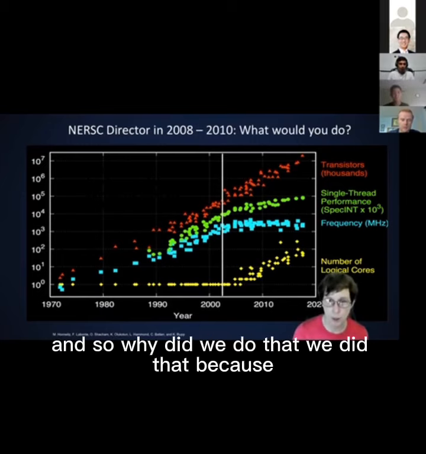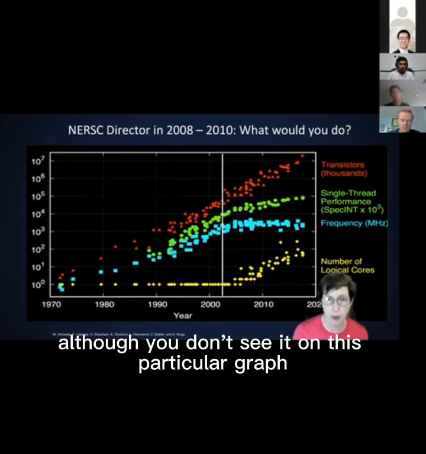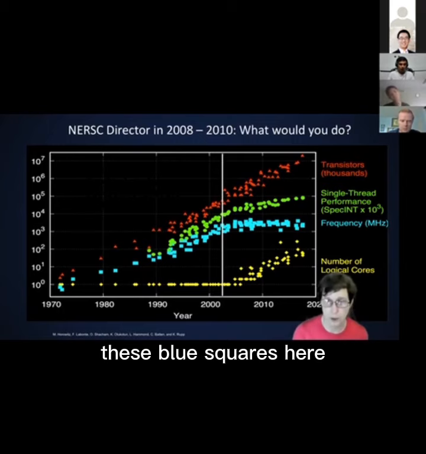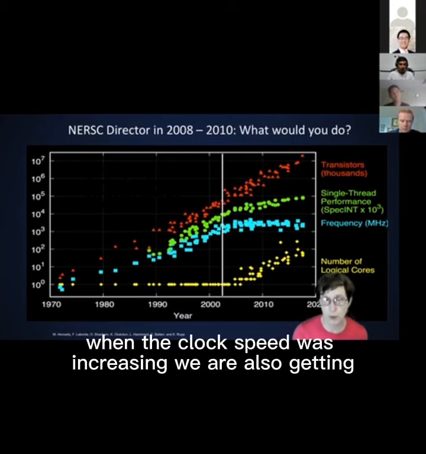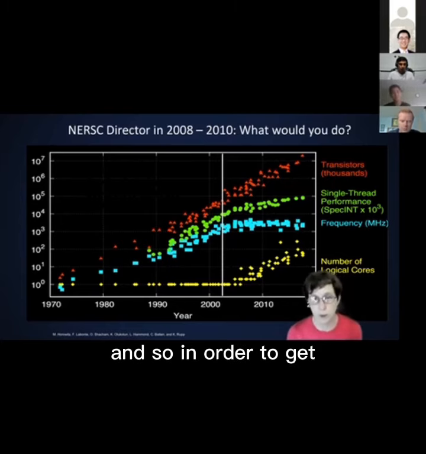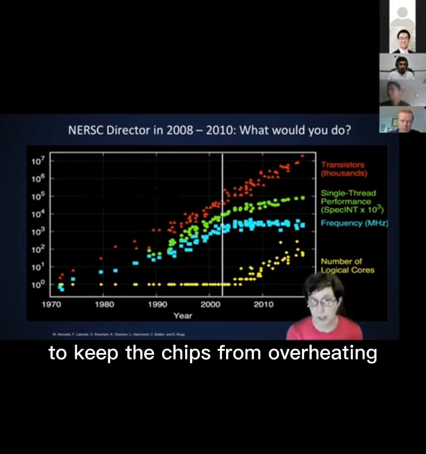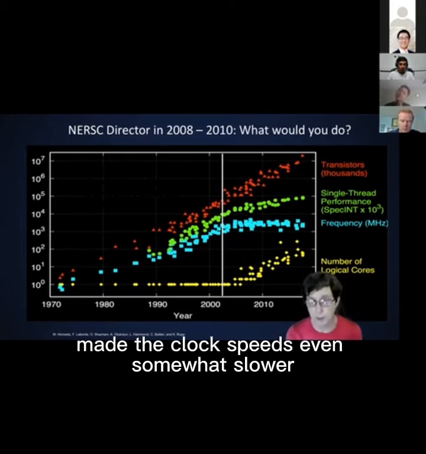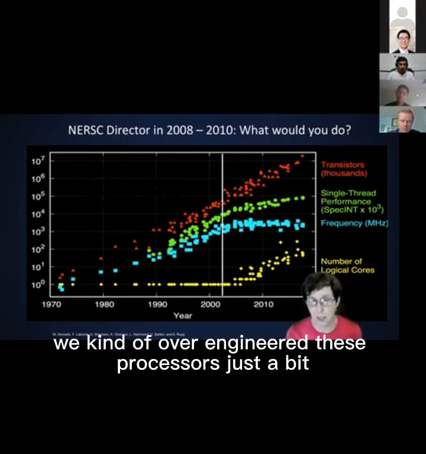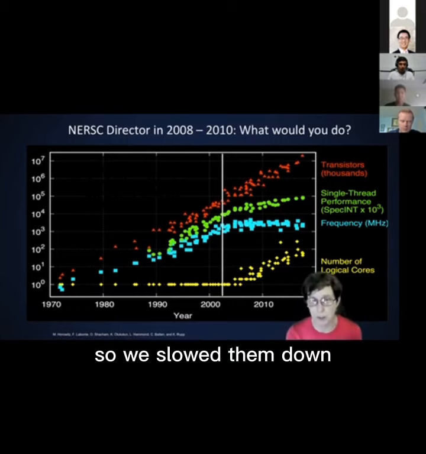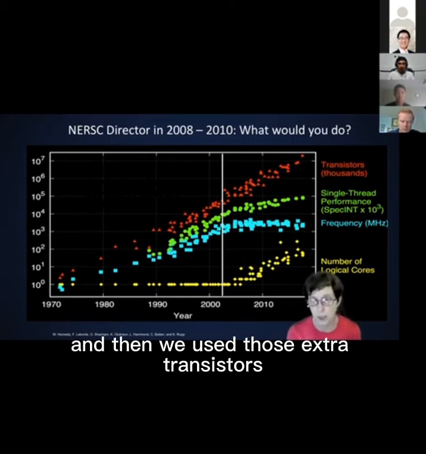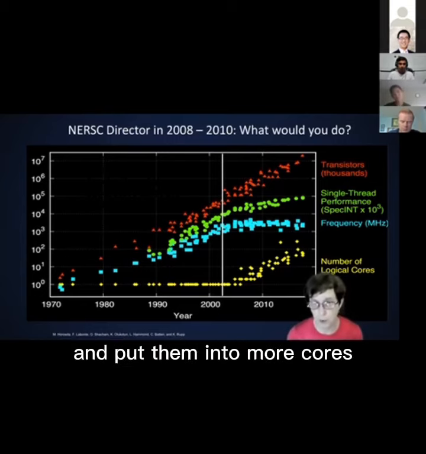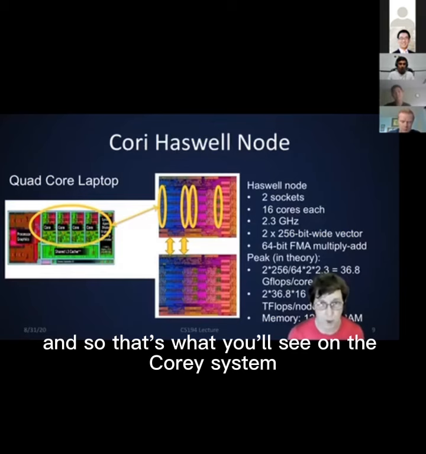And so why did we do that? We did that because, although you don't see it on this particular graph, as the clock speed increases, so when these blue squares here, when the clock speed was increasing, we are also getting more heat density. And so in order to keep the chips from overheating, we actually made the clock speeds even somewhat slower in some cases. We'd kind of over-engineered these processors just a bit. So we slowed them down, and then we used those extra transistors that we didn't need for making a much more complex, larger processor and put them into more cores. And so that's what you'll see on the Cori system.